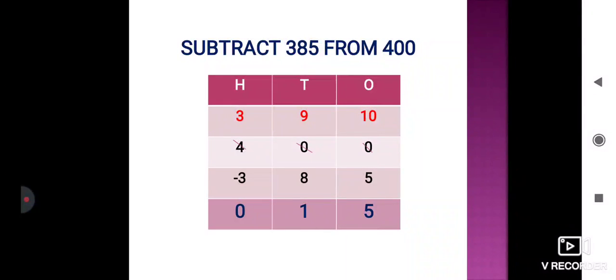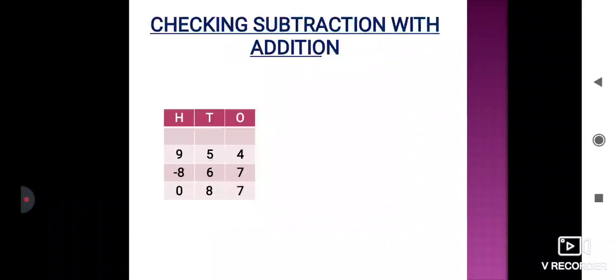Now we'll learn how you can check the answer. When you subtract, you are not sure whether the answer is correct or not. But there are 2 different ways in which you can check whether your subtraction is correct or not. Let's check the subtraction with addition. This is the first method in which you can add and check whether your answer is correct or not. Let's take this example. I have taken this example from your book itself. Here you have to subtract 867 from 954.